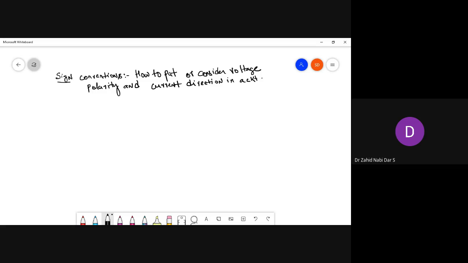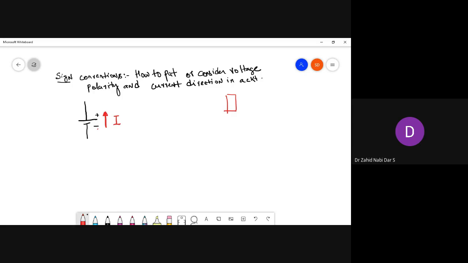Now I will make a circuit. This is plus, this is minus. Let the direction of current be like this, I. So you see this is negative, this is positive. So negative does not mean, suppose you have a battery at your home.